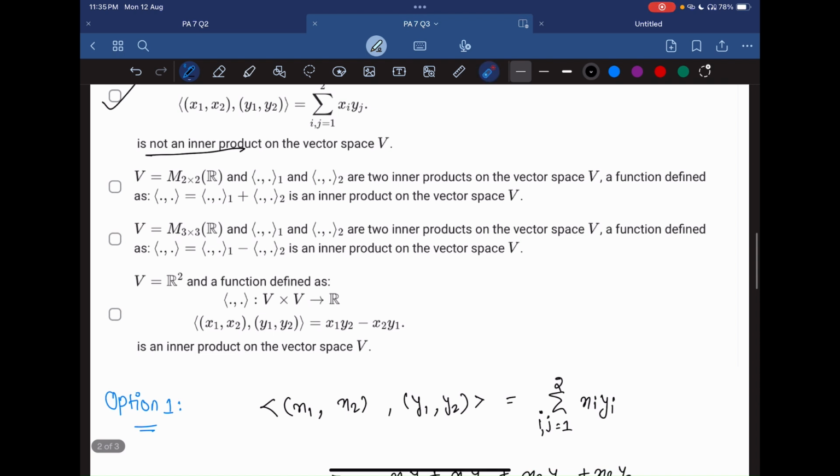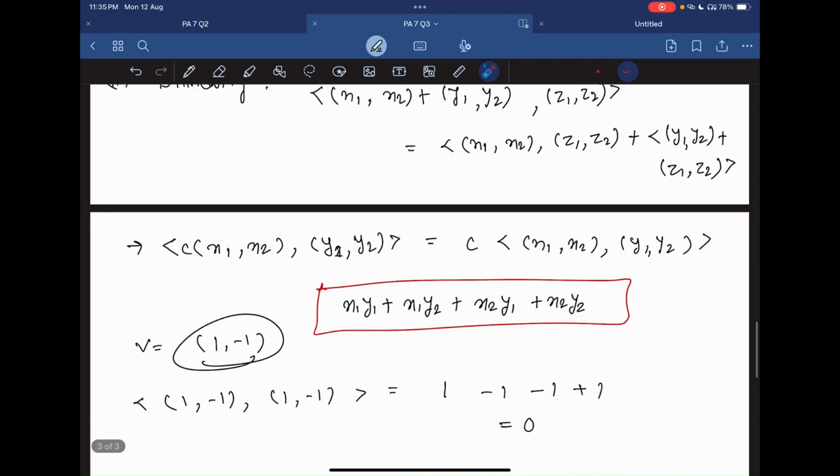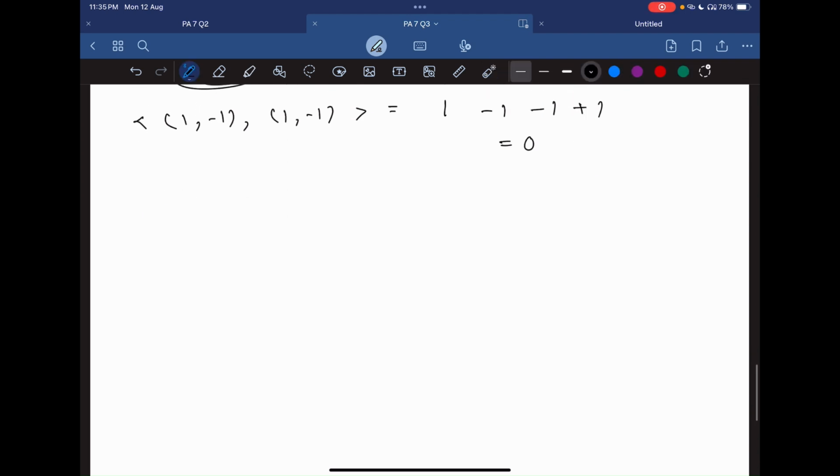Now the second option, V equal to M2 cross 2, which is a matrix of order 2 cross 2, and two inner products are defined, and a function defined as the sum of these two inner products is an inner product on the vector space V. So we have to check. Again, we will be checking all those four conditions. So let's check the first condition.